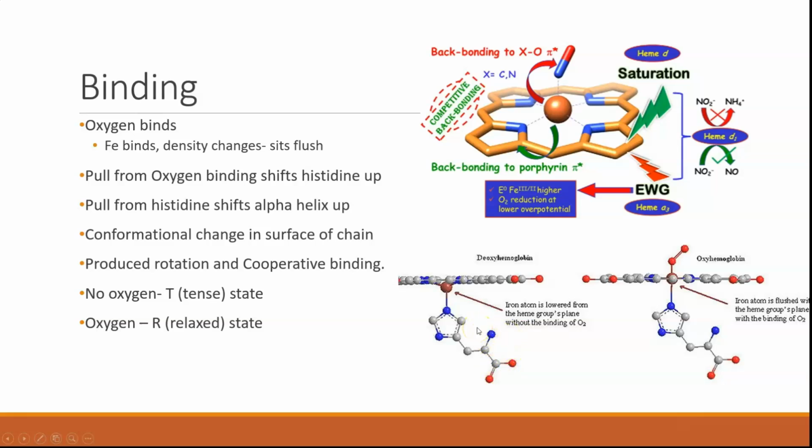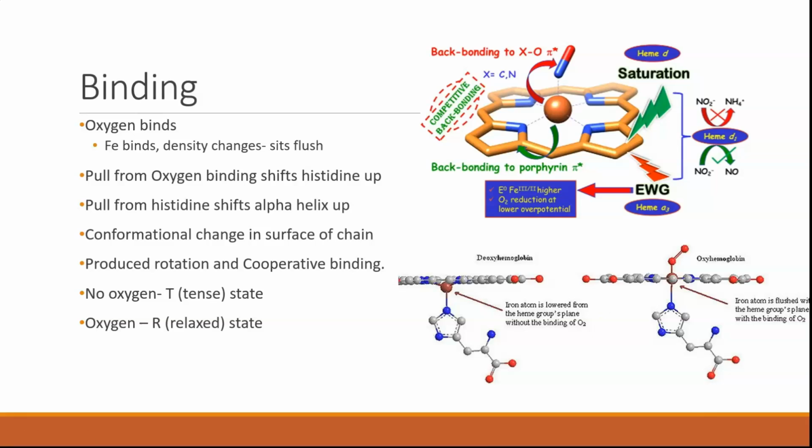And so when oxygen binds, it attaches to this iron, changing the electron density of the iron, causing a shift in this upwards direction. And as you can see here, when oxygen is bound to the hemoglobin, it pulls that iron up because of that density change, which then pulls the histidine residue up, which ultimately pulls the entire alpha helix up, creating a significant conformational change overall in the structure.